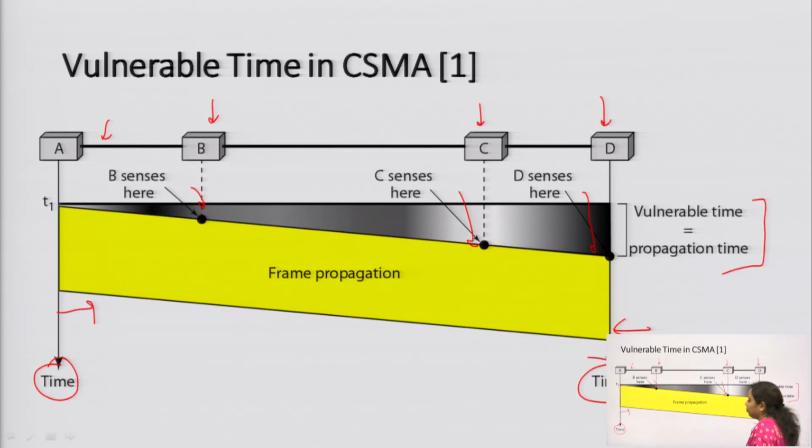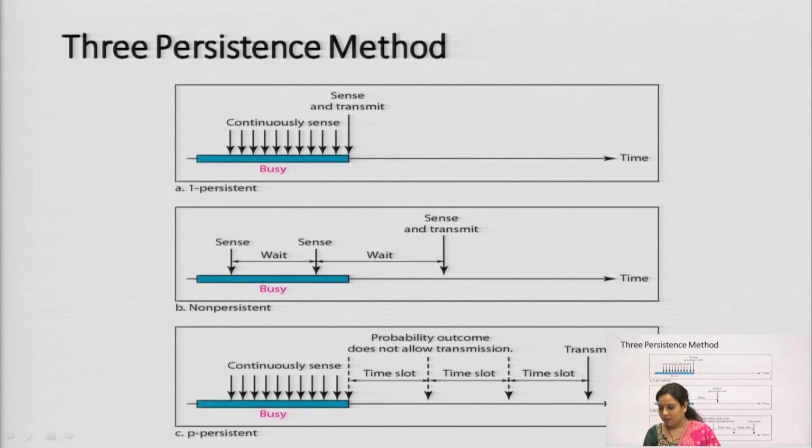So, this is the one reliable time in the CSMA which has been shown over here. Now, next are the three persistent methods which are being shown in this slide. There are three different types of persistent methods. The first one is the one-persistent, the second one is the non-persistent, and the third one is the p-persistent method.